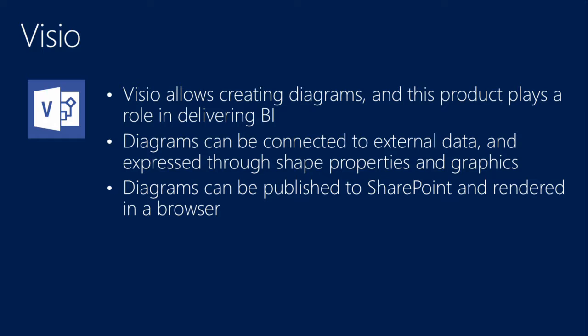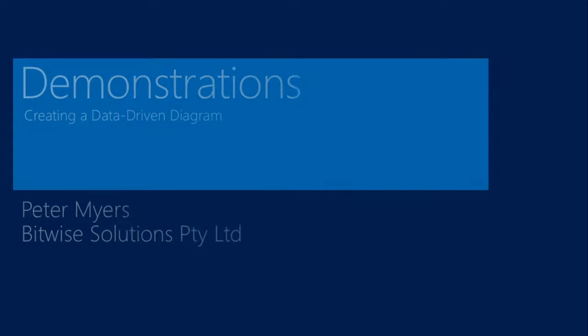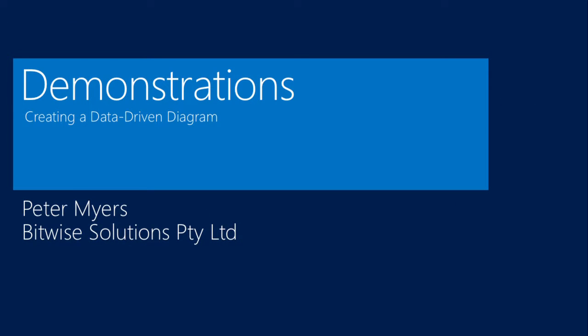From a business intelligence perspective, we can bring diagrams to life by retrieving external data and relating that data to shapes in the diagram and expressing it in different ways, through text, through colors, through icons. And so the demonstration that I have for you here is that I'll be producing a data-driven diagram to show the statuses of the servers on our network.